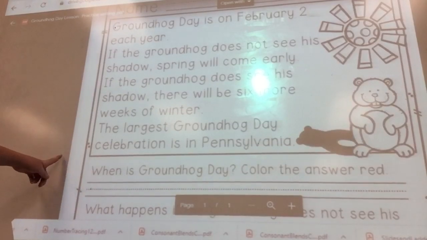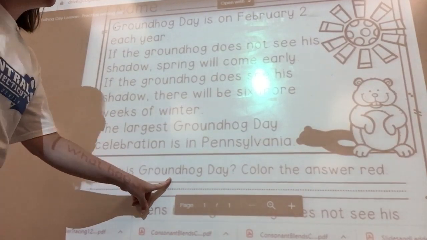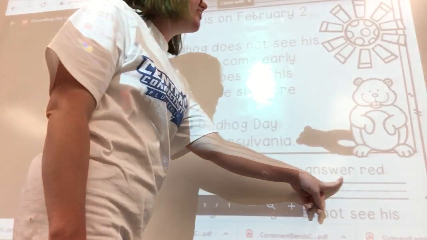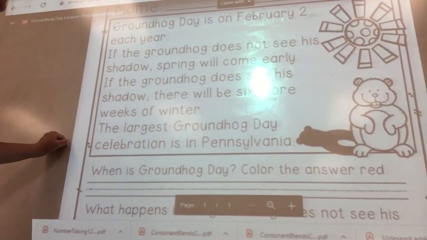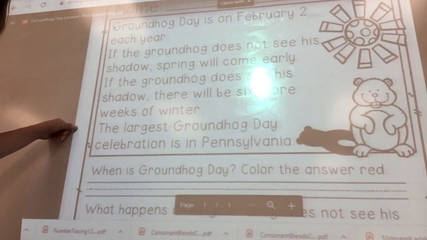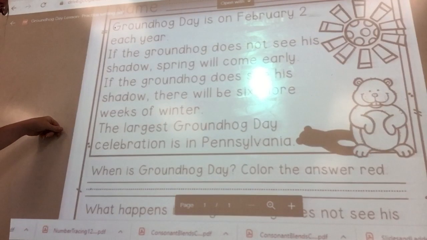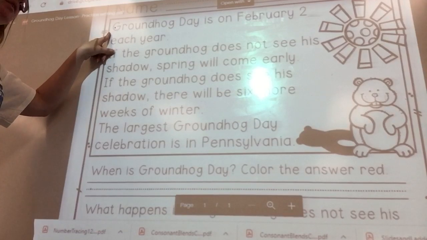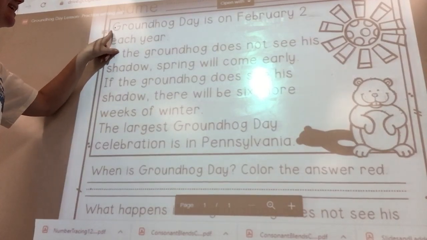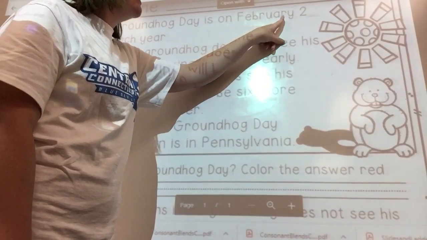Now that we've read this article, let's see what questions they would like us to answer. The first question says, when is Groundhog Day? Color the answer red. So to find the answer to this question, we need to use some text evidence. We need to go back into the article and find out when Groundhog Day is. To do this, let's start at the beginning and reread the first sentence. It says, Groundhog Day is on February 2nd.